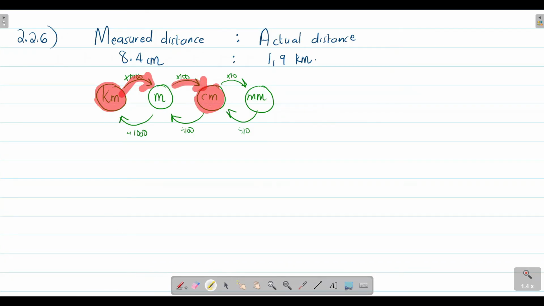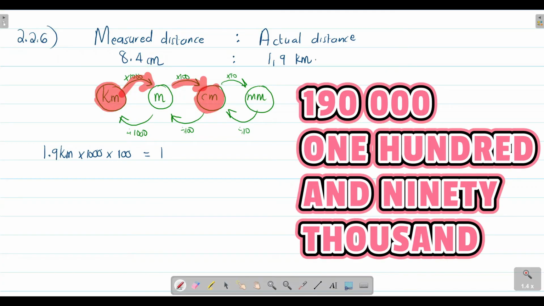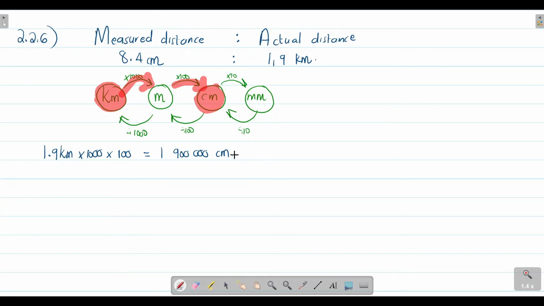Okay, so let's just convert that 1.9 kilometers. Like I mentioned, it'll just be 1.9 kilometers, and then you're just going to multiply it by 1,000, and when you multiply by 1,000, it just puts us at meters. Then we need to multiply again by 100, and then we'll basically get what 1.9 kilometers is in centimeters. So if you take 1.9 and multiply it by 1,000 and by 100, you'll find that you get 1,900,000 centimeters. Okay, so we've basically converted that 1.9 kilometers into centimeters.